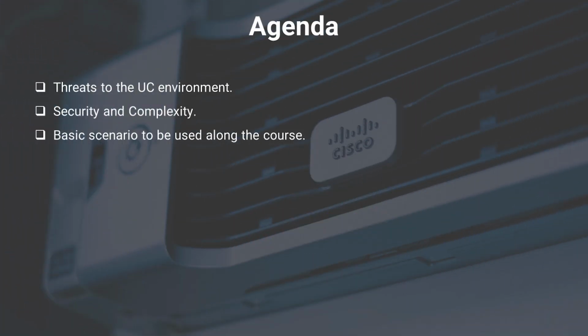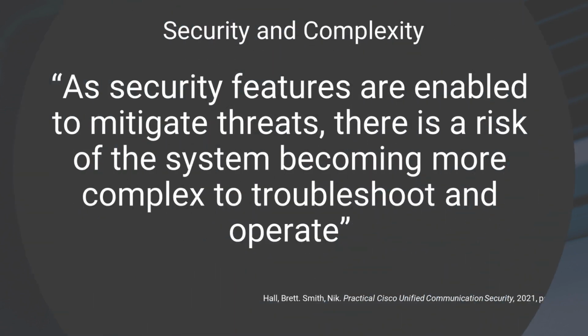All right. The next subject is security and complexity. As security features are enabled to mitigate threats, there is a risk of the system becoming more complex to troubleshoot or operate. Isolating your UC environment from the outside world is not an option. So we need to implement security controls to protect our environment and understand the complexity each control brings to troubleshooting and operating our environment.